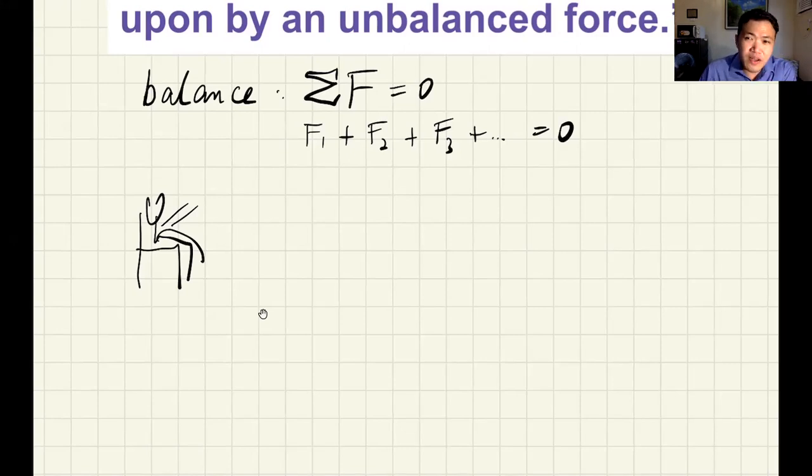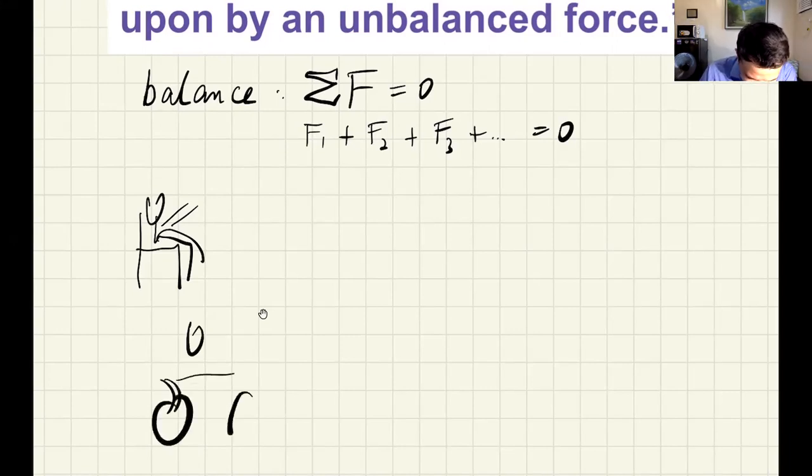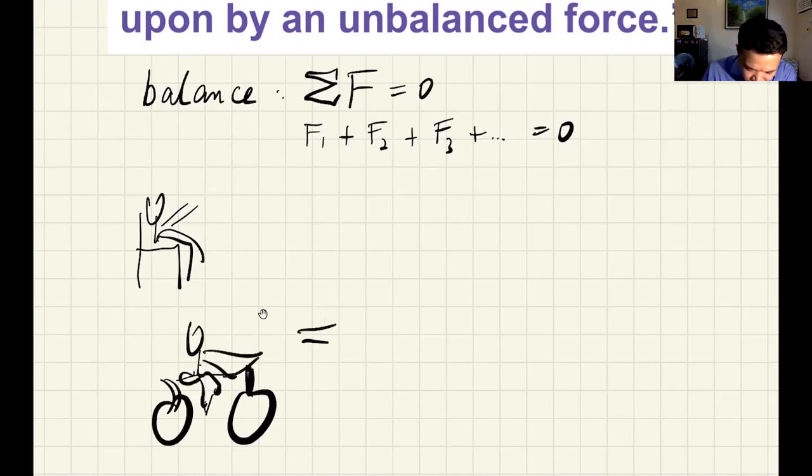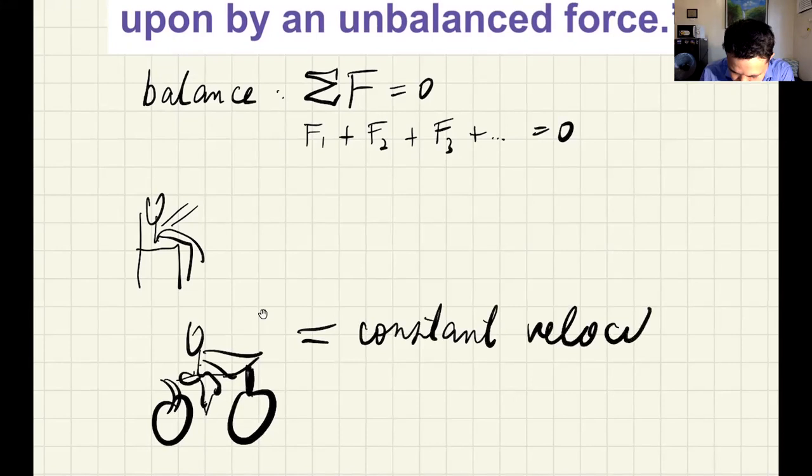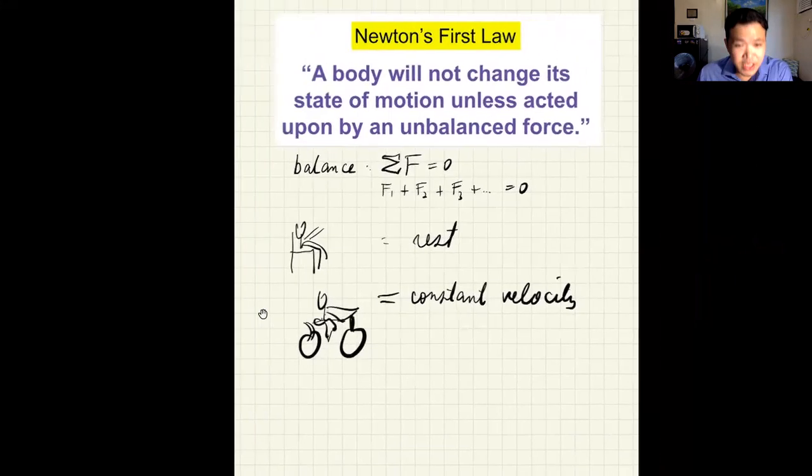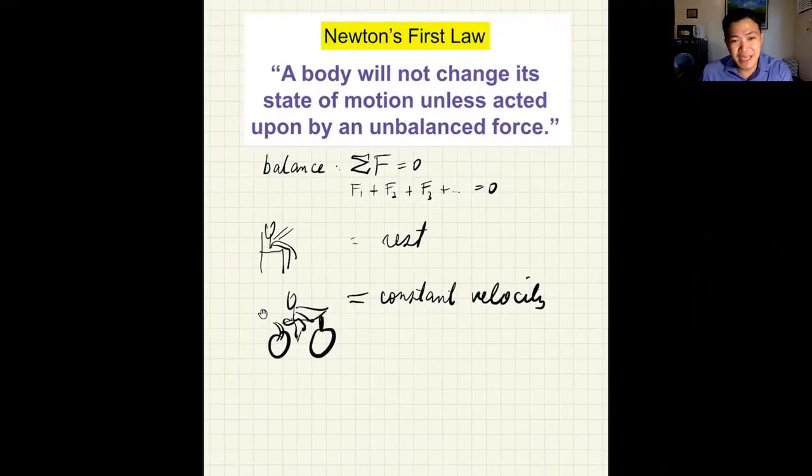But a balanced state is also moving with constant velocity. So let's say you're riding a bike. How do I draw a bike? Something like that. You draw a bike and you pedal here. You're sitting here, holding this. So if you're moving with constant velocity, or at rest, you are still in a balanced state.